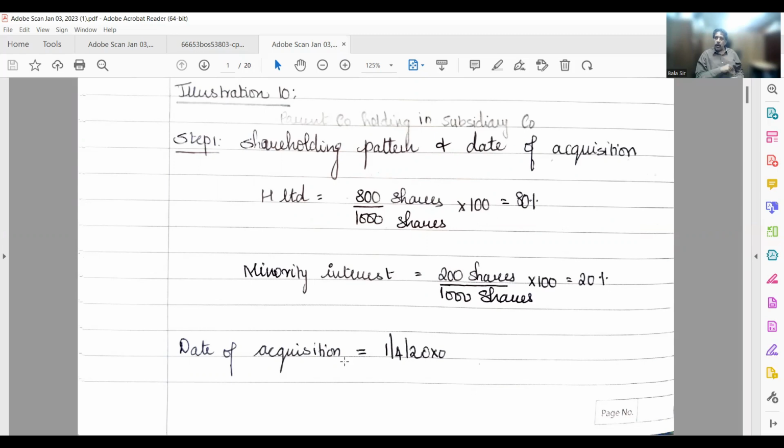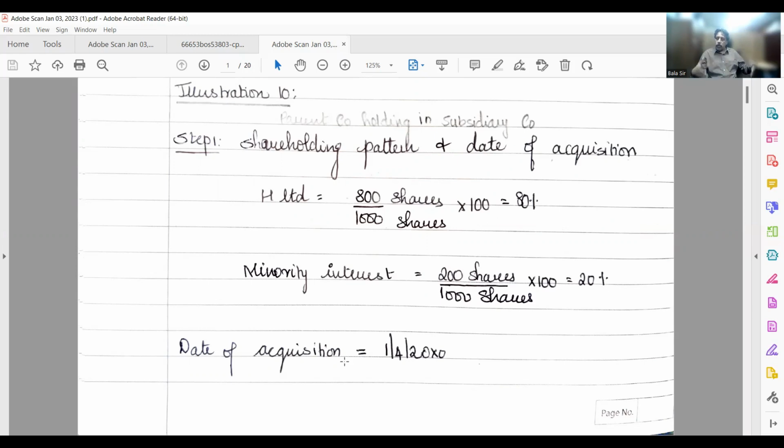And then comes minority interest. This is where people make a mistake. They write S Limited. No, it is a minority interest. Balance 200 shares upon 1,000 shares into 100, 20%. That is a ratio.